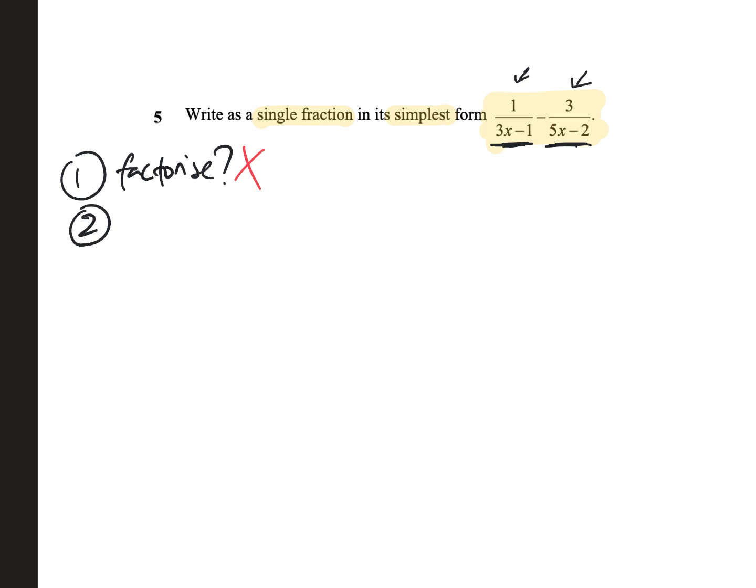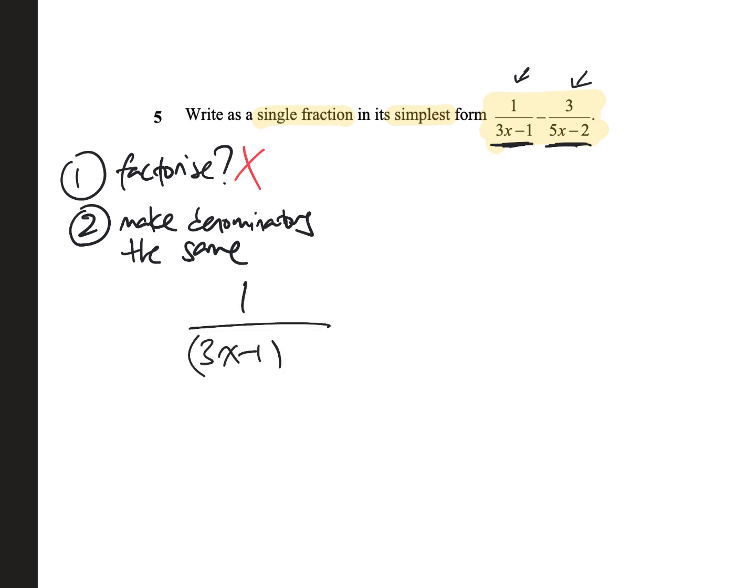And then the next step is I need to make the denominators the same. So I've done step one. I cannot factorize, so I just move on. I'm going to make the denominators the same. If I cannot factorize, the only way I can make denominators the same is to look for the missing factor on each side. Since they're totally not in common, they're missing each other.